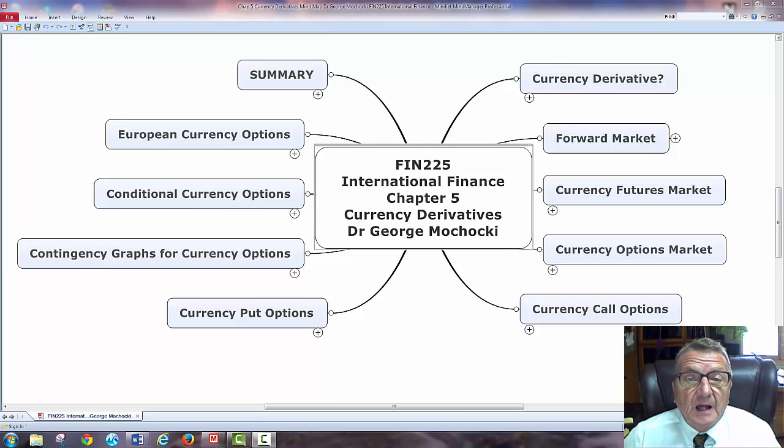Today we'll be covering Chapter 5, Currency Derivatives. You're either taking me in an online class or a face-to-face class at Harper College. And this is a supplemental to the reading material, to the book that is required for this course. It has all the information. You have access to these conceptual maps or mind maps in Course Management System Blackboard.